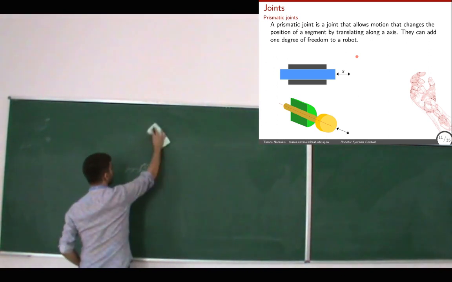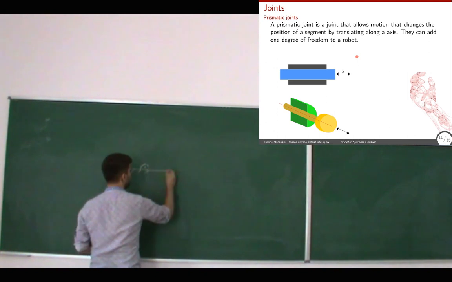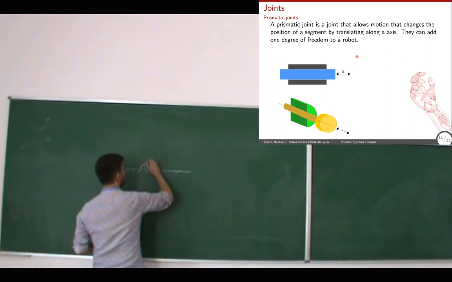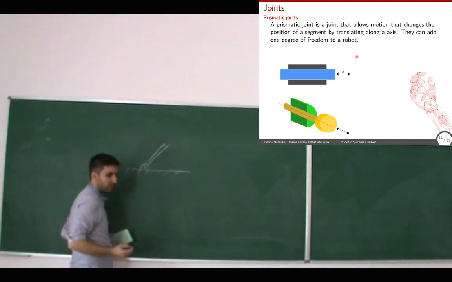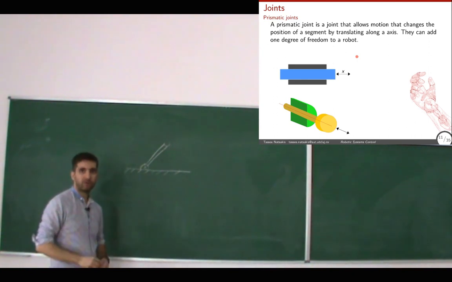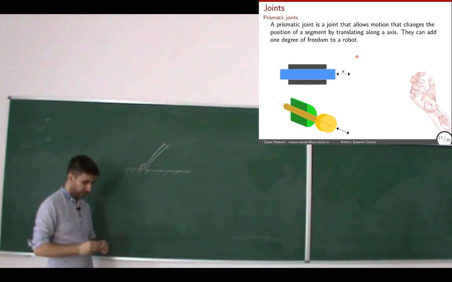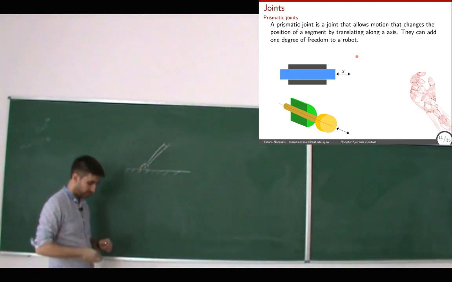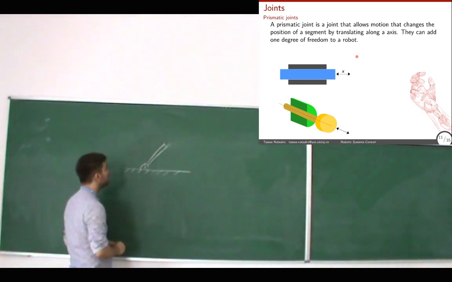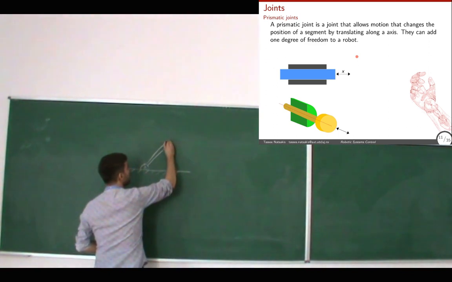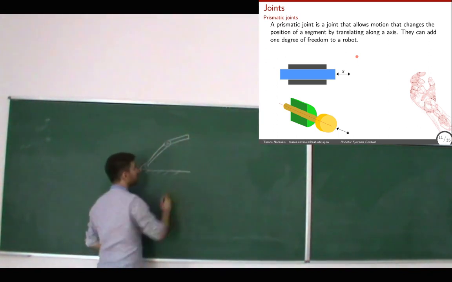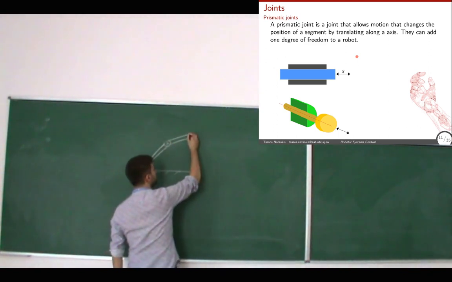Let's see one more example. So I added 1 degree of freedom. How? By adding one more joint. So I add one more joint and I added another degree of freedom. What happens if I add one more joint?